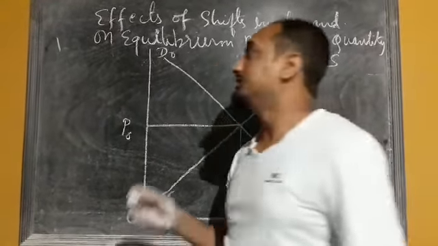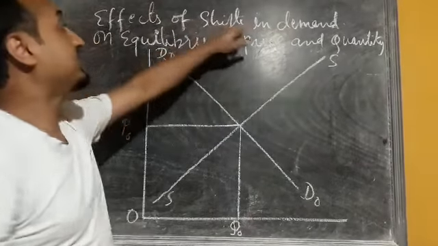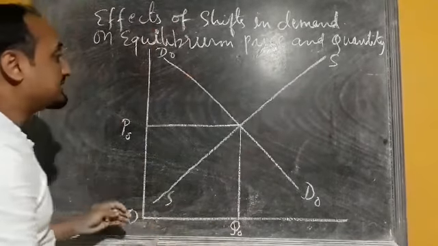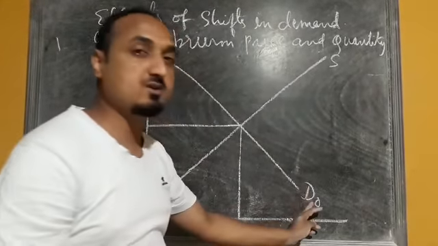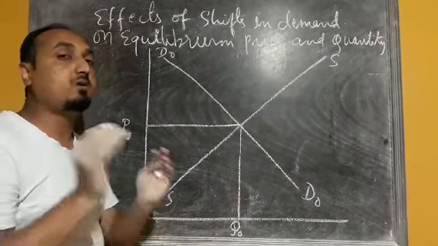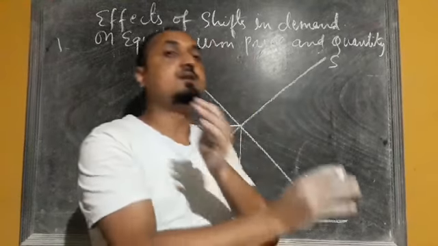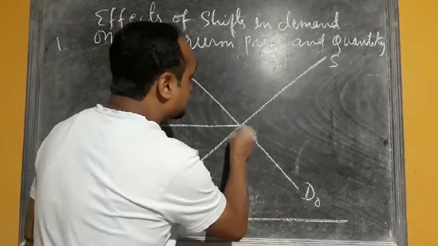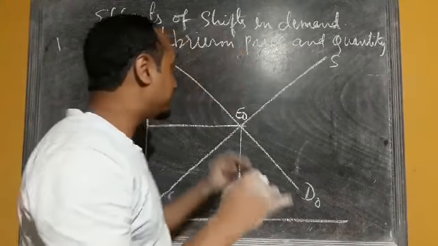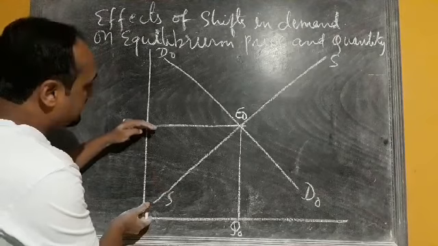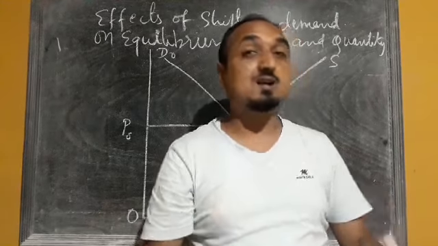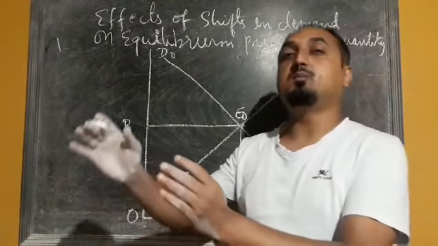So here I am going to discuss the effects of shift in demand on equilibrium price and equilibrium quantity. Let's consider the initial demand curve D0D0 and the initial supply curve SS. We know that we get the equilibrium at the point at which demand and supply intersect each other. Let's consider this point as E0, the equilibrium point. At this point we have equilibrium price OP0 and equilibrium quantity OQ0. So here we are starting with the equilibrium price and equilibrium quantity.